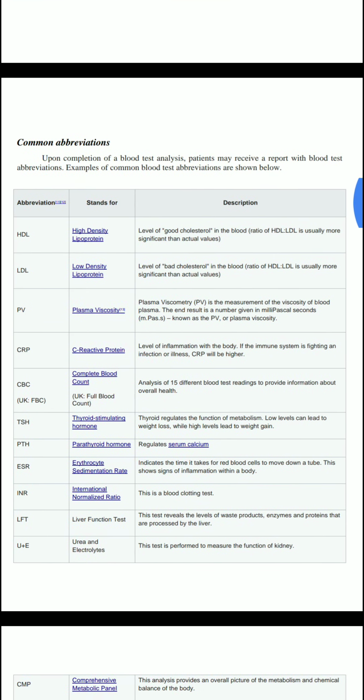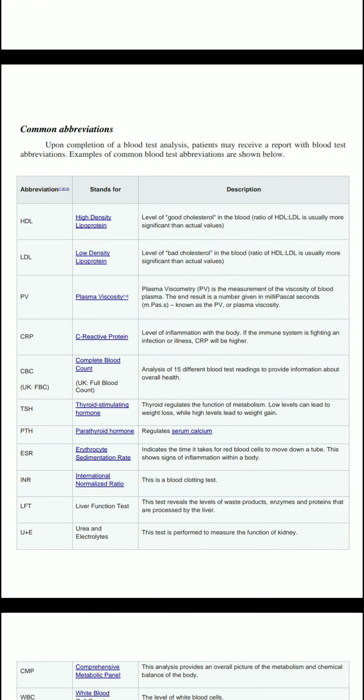Now in the table number 2 you can see some of the common abbreviations. When we go to a doctor, when we fall ill or not feeling well, they suggest us some kind of blood or urine test which consist of these abbreviations, and we can't understand what these abbreviations are. So in the second table I am trying to explain those abbreviations.